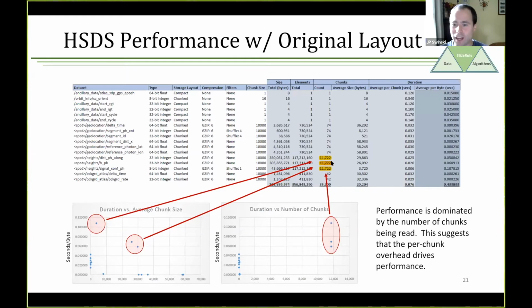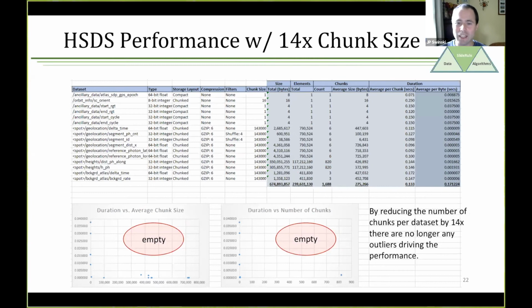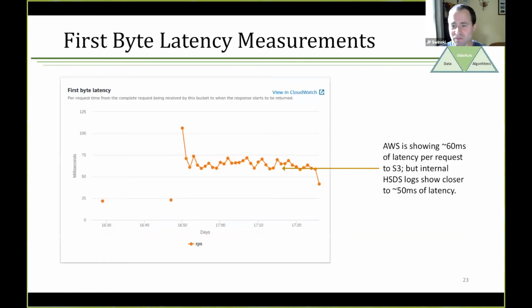And just to notice, this is seconds per byte. So this is 100 milliseconds per byte. It's tremendous, it's a huge number. And why is that? It's all about the first byte latency. So if you're making small IO reads, you're dominated by your first byte latency.